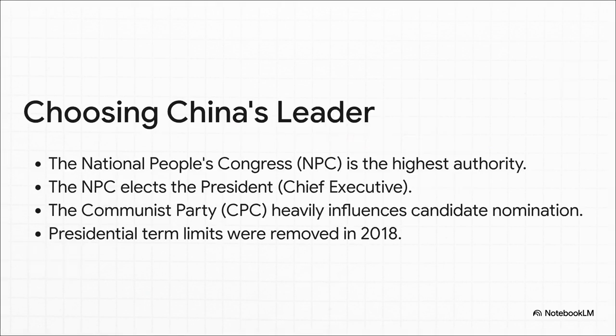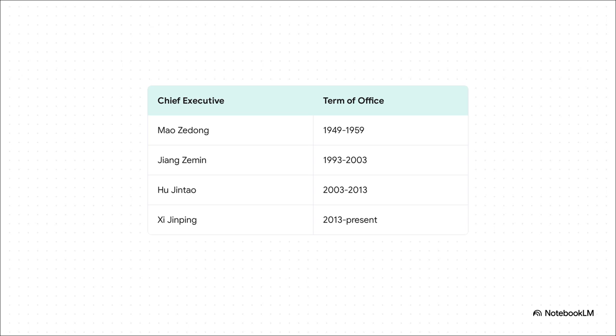So how does someone become the leader? Well, on paper, the highest authority is the National People's Congress, and they elect the president. But in reality, the Communist Party has total control over who gets nominated. And in 2018, there was a huge change. The Constitution was amended to completely remove the two-term limit for the presidency. And you can see the history of this process right here, from Mao Zedong all the way to Xi Jinping today. The leadership has changed hands over the decades, but it's always been within the firm grip of that single-party system.